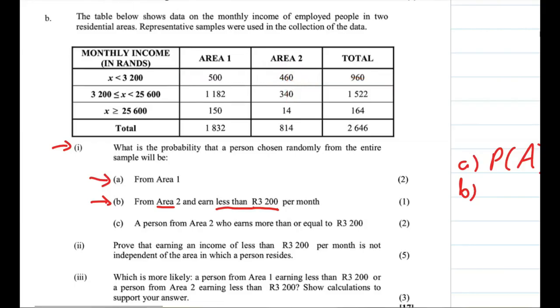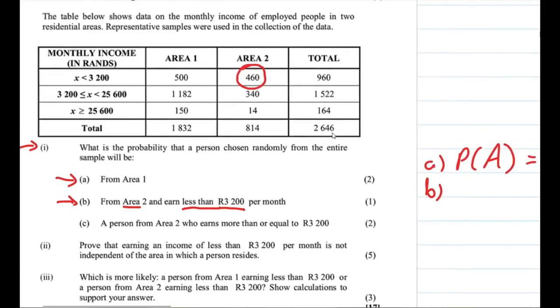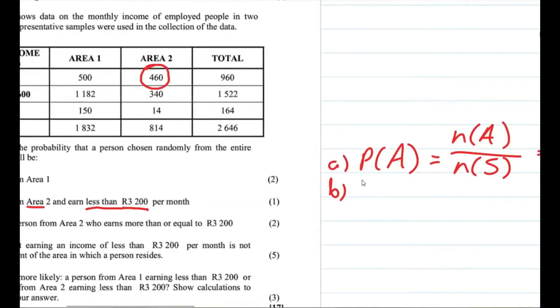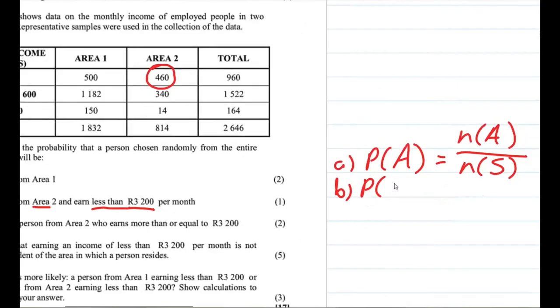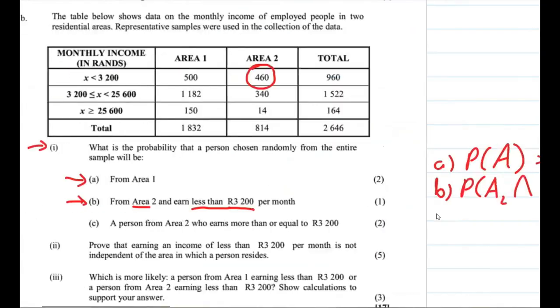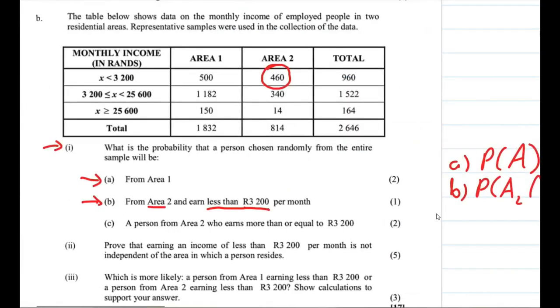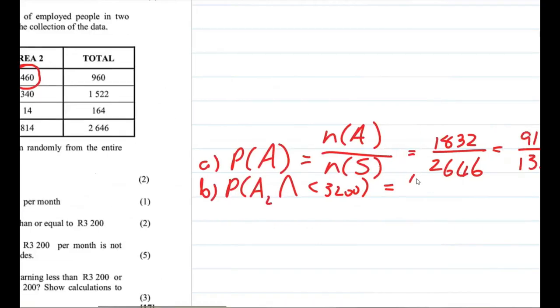Which is equal to what? 460. And that's going to be your numerator in your probability. So if you're looking for the probability of area 2 and less than 3,200, that's going to be equal to what? So would it be 460 over 960?